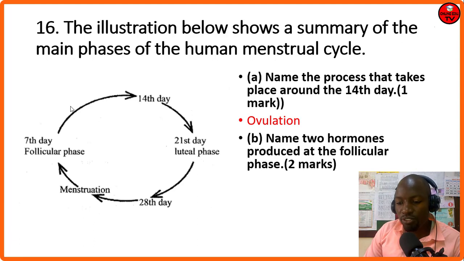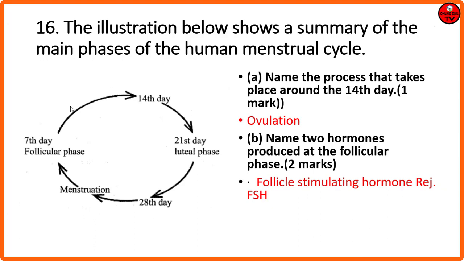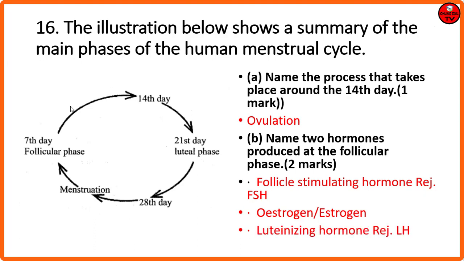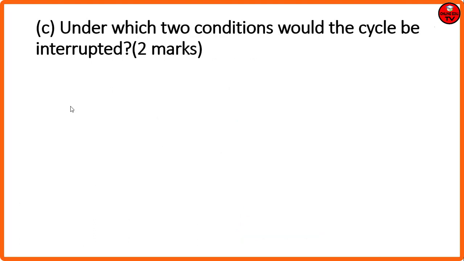Name two hormones produced at the follicular phase. These are follicle stimulating hormone, but remember we reject the abbreviation FSH, and then oestrogen, and we also accept estrogen. Estrogen and oestrogen, they are accepted. And also we have the luteinizing hormone, but we reject LH. So make sure that when you're writing these hormones, you write them in full.